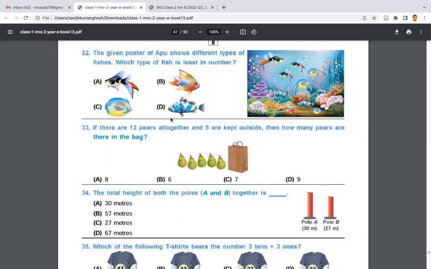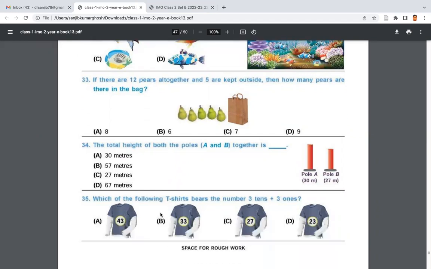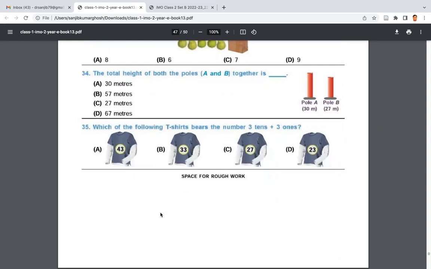And which one? Number 34. Look at it. I'm going to go. Okay, 34. Here it is pictured. The total height of the boat holds is A, B, and 2.